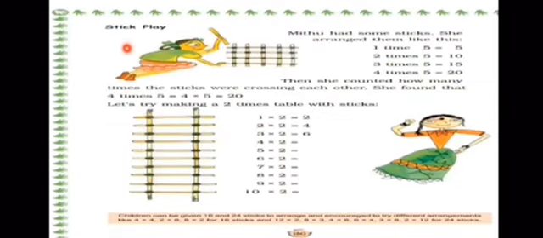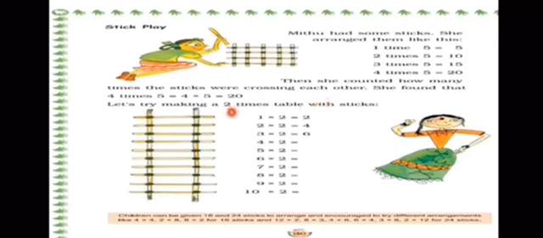Stick play. Mithu had some sticks. She arranged them like this. 1 times 5 is 5, 2 times 5 is 10, 3 times 5 is 15, 4 times 5 is 20. Then she counted how many times the sticks were crossing each other. She found that 4 times 5, 4 5s, are 20.